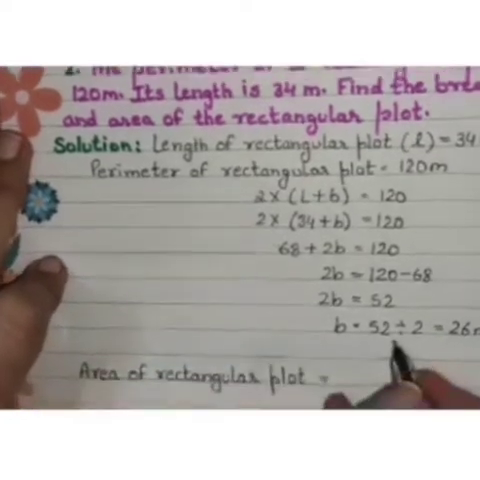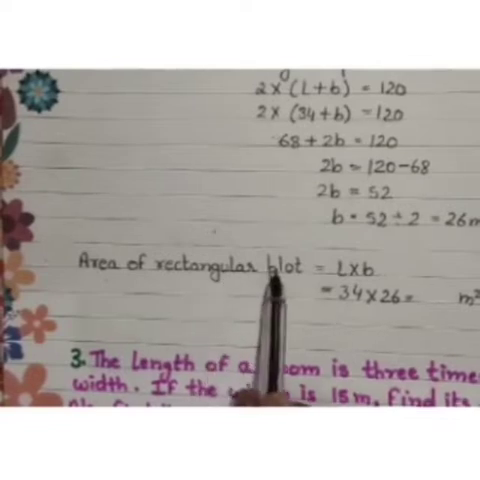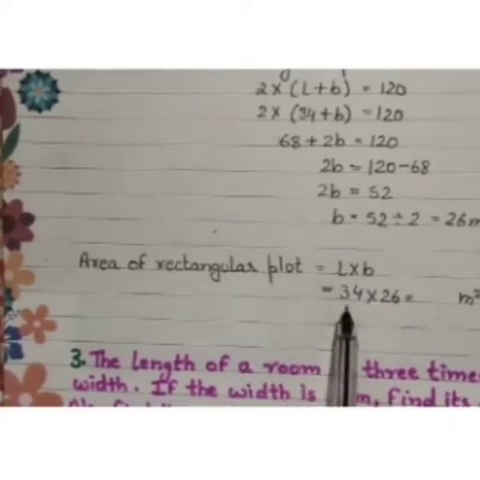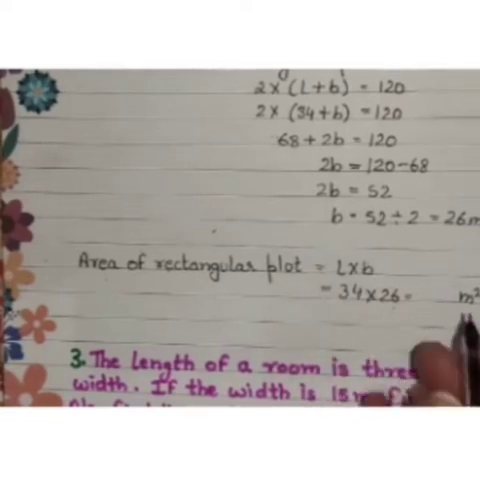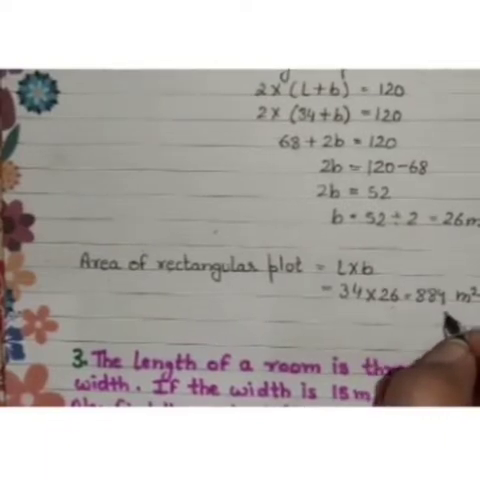After finding breadth, we will find area of rectangular plot. Formula for area of rectangular plot is L multiply B. Now put the value of L. Value of L is 34 and value of B is 26. On multiplying 34 by 26, we get 884. Thus 884 meter square is the area of rectangular plot.